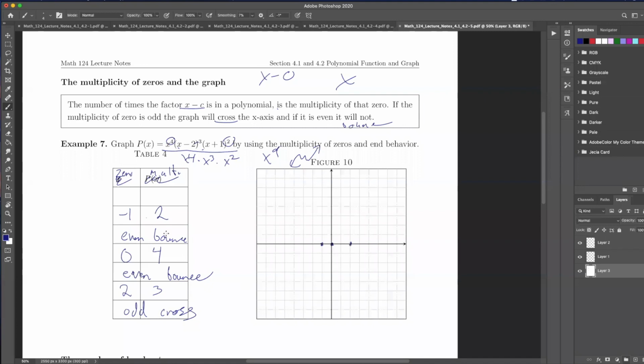I know at -1, it's going to come in, but it's not going to cross the x-axis. Why? Because it's an even multiplicity. So it bounces. It's going to come into 0. It's also not going to cross that. It'll bounce again. And then at 2, it'll go through, and this time it will cross and come on through. And there's my graph.